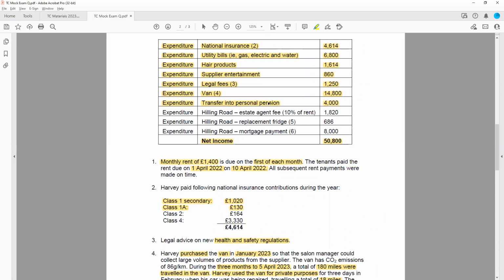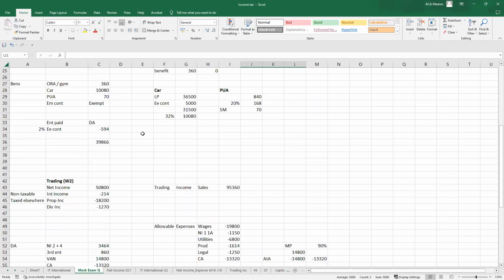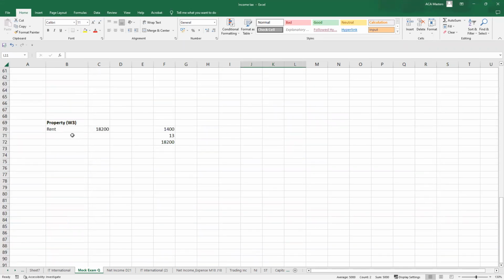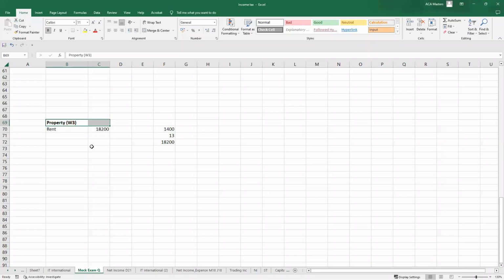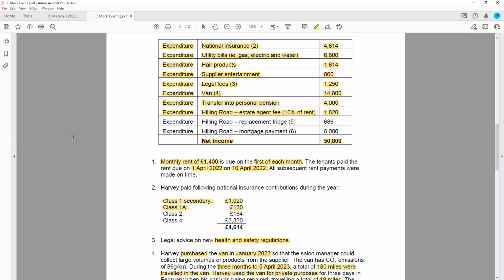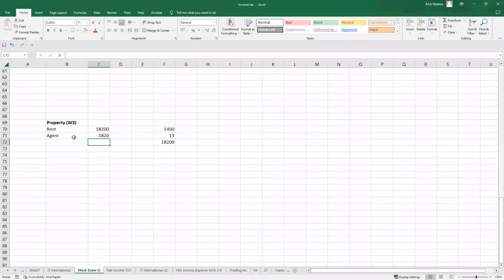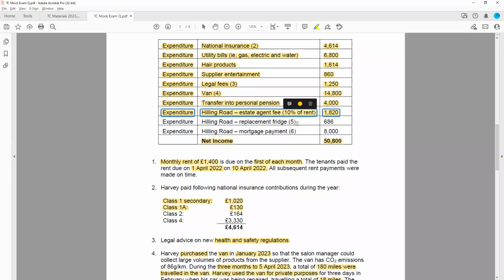So then we've got some more information about the property. So we've got the estate agent fee. So again, we've got the property income. It's quite a similar principle in terms of what can be deducted. Does it relate to the property income? Provided it's not capital in nature, then it can be deducted. So definitely the estate agent fee can be deducted, which is 10% of the rent, which you can see there, the rent collected in the period. And we're using a cash basis here.